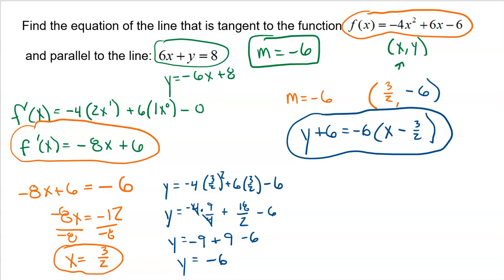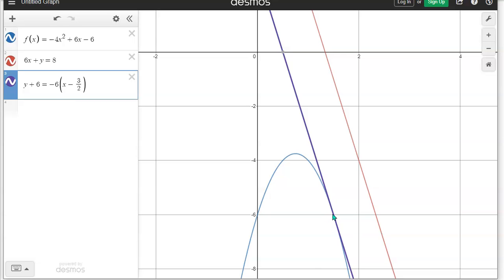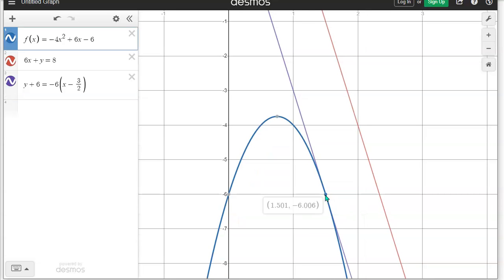And the cool thing is you could check all of this in Desmos if you know what you're doing. So let me show you. So in Desmos, I went ahead here and graphed the original function, negative 4x squared plus 6x minus 6. We see that in blue. I graphed the line that I wanted to be parallel to, 6x plus y equals 8. That's the red line. And then I graphed my final answer, and look how beautiful that is. There is the point of tangency right there. Well, it's kind of hard to locate exactly. But right there around 1.5, there it is, 1.5, 3 halves, comma negative 6. And then again, the purple line is perfectly tangent to the function and parallel to the red line.